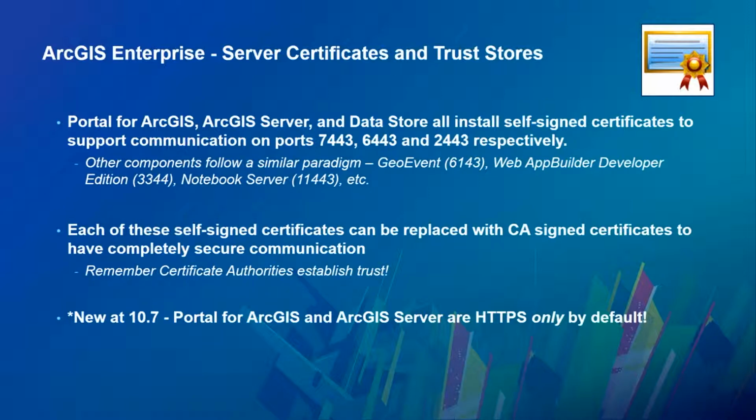Also, the bullet there at the bottom, new at 10.7: when you install any of this stuff by default, new installations, we are now switching to HTTPS only. Previously with Portal and ArcGIS Server, when you installed it would be HTTP and HTTPS, but now it's going to be HTTPS only, starting with 10.7.